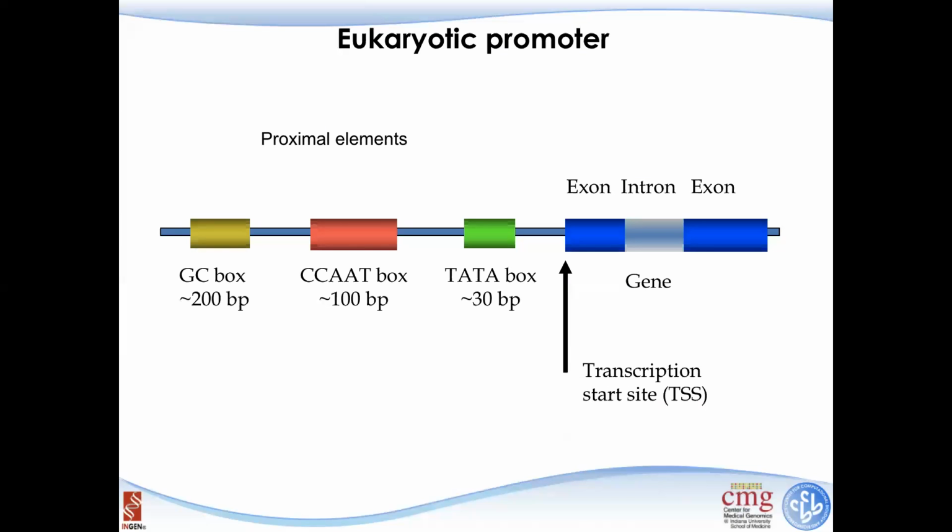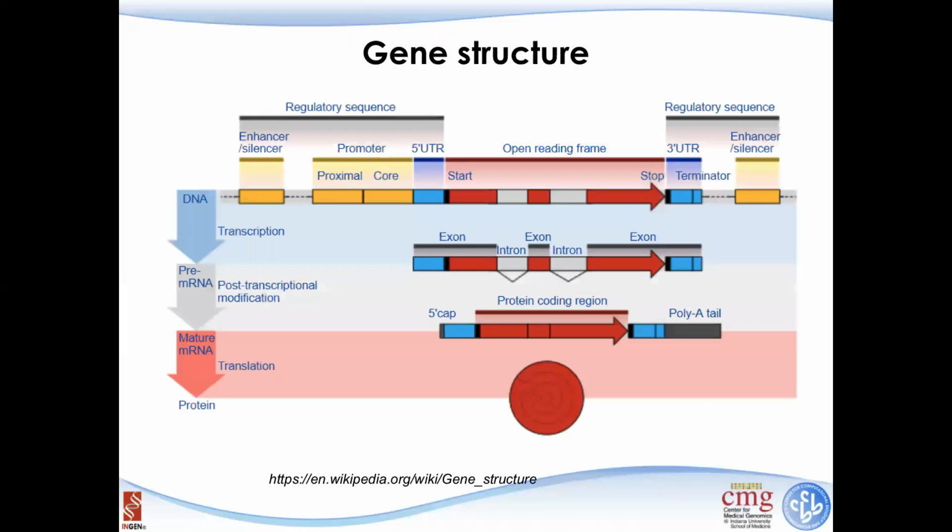In the eukaryotic promoter, we normally have some features. This is the transcription start site, but about 25 or 30 base pairs away, we usually find what we call the TATA box. About 100 bp away, we can find the CCAAT box. And over 200, we can find the GC box. These are close to the transcription start site.